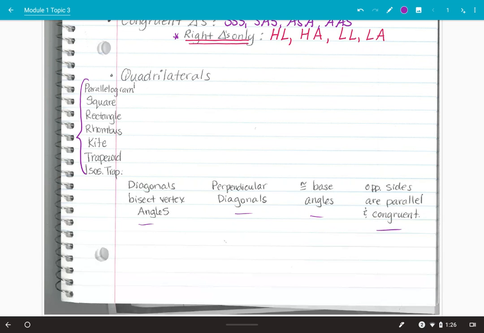So, diagonals that bisect their vertex angles, okay? Diagonals that bisect their vertex angles.